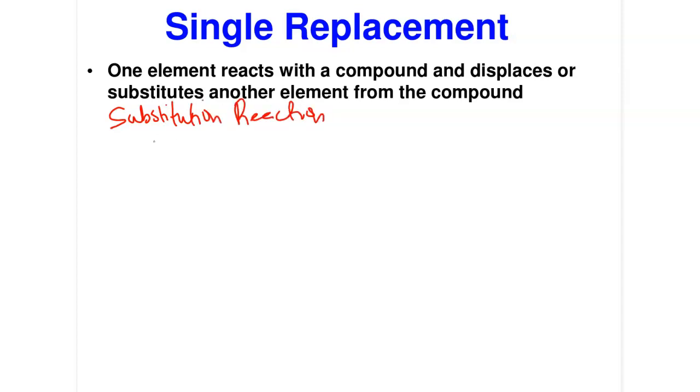The general form is this. Let's have another example. A is on its own, comes in contact with a compound. Let's say this compound is BX. Now, what does it do? It comes in here, bullies B away and takes X. So, you're going to have AX plus B. This is the form of this reaction.